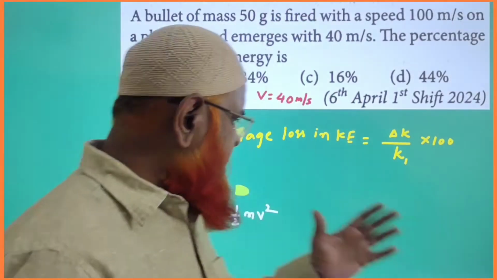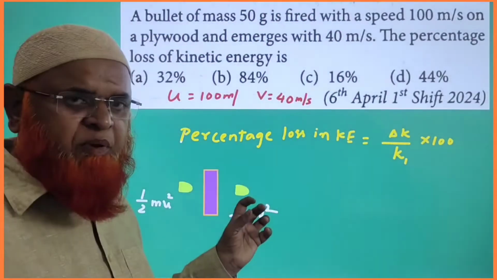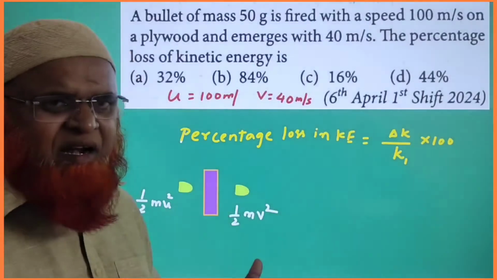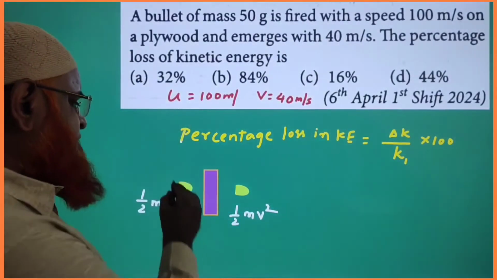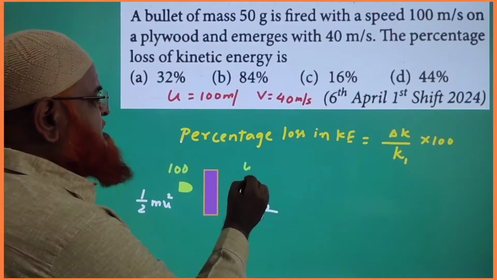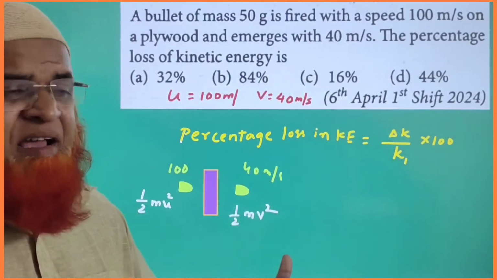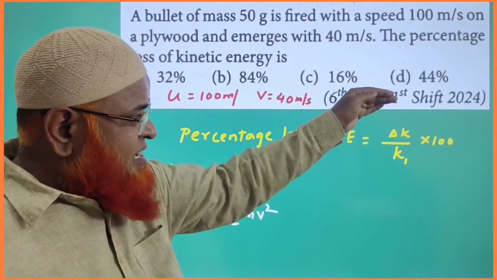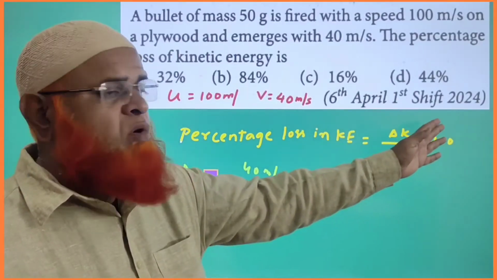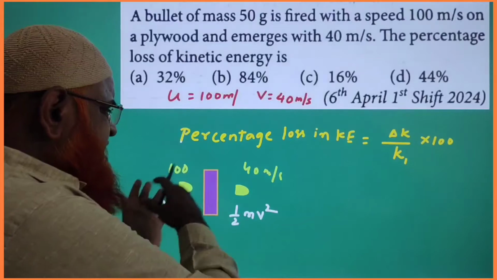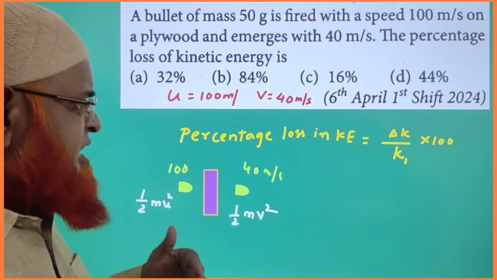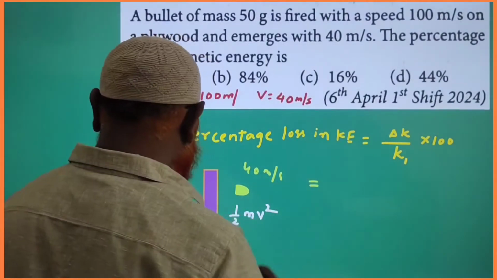My dear students, a bullet enters a wooden plywood and loses kinetic energy because its velocity previously was 100 and now it has become 40 meters per second. Then what is the loss in kinetic energy? For that, loss divided by original times 100. So what is the loss? Loss means initial minus final kinetic energy divided by initial kinetic energy.